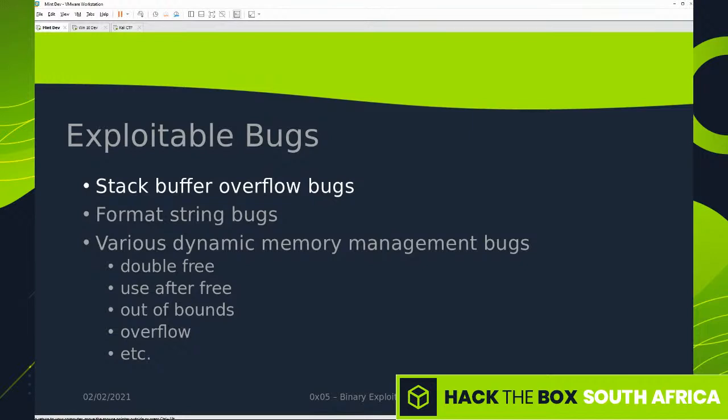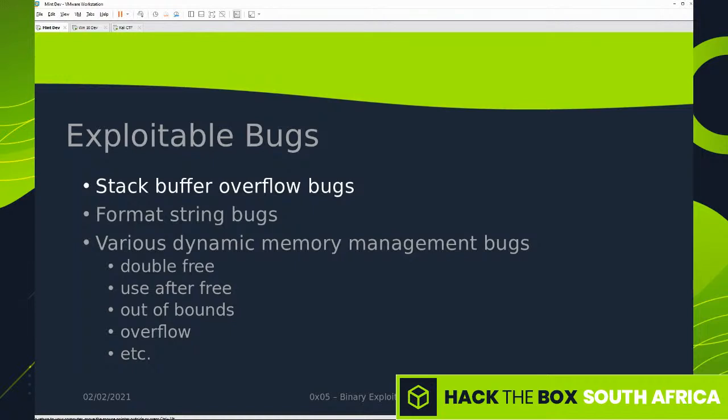Just quickly, this list isn't exhaustive, but the type of bugs that programmers leave in code that opens some of these binary exploitations are things like stack buffer overflow bugs, which we're going to investigate tonight. Format string bugs are also quite common. Then there's various dynamic memory management issues like double freeing, so if the same memory gets freed twice, or if memory was freed but you can still use it, or there's out of bounds reads and writes or overflows on the heap. So there's quite a lot of things, and it's not limited to this.